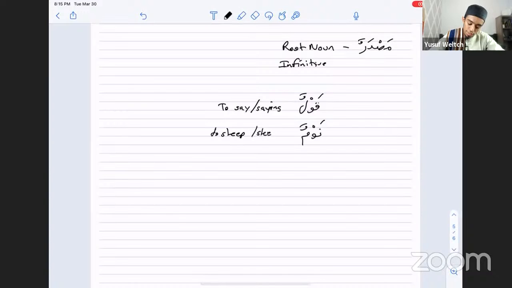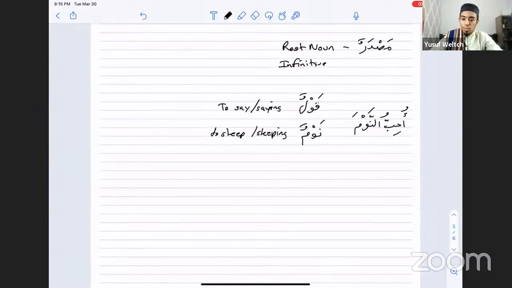So you can use it as a verb, or as a noun, or with a verbal kind of meaning in it. So you can say, uhibbu an-nawm, I love sleep. In this situation, is sleep a noun or a verb? I love sleep, or I love to sleep. Is it a noun or a verb? It's a noun. Good. What major thing does it not have that would make it a verb? It doesn't have a tense. Exactly.